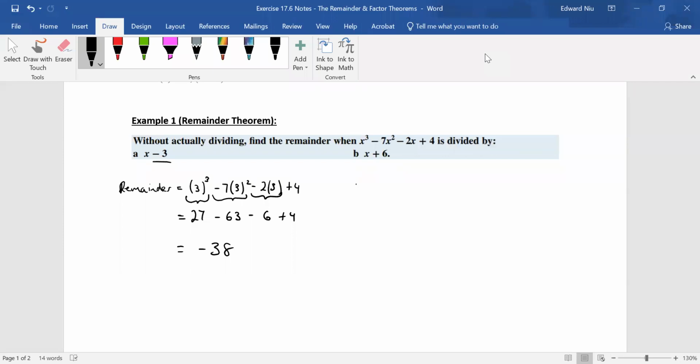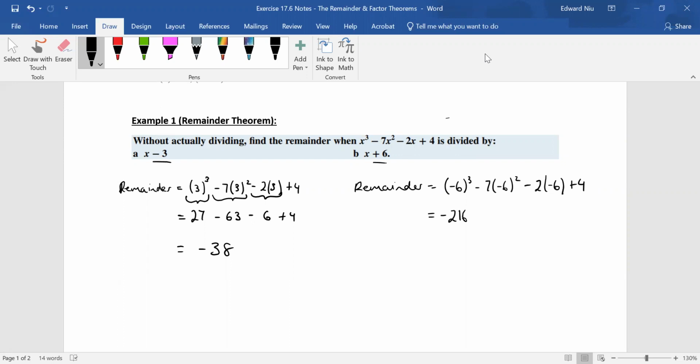Our remainder, where we don't need to do any long division, is going to be the opposite of positive 6, which is negative 6. So we'll have negative 6 cubed, take away 7 times negative 6 squared, take 2 times negative 6 plus 4. So what is negative 6 cubed? This will get us negative 216. Okay, because you'll get 36 times negative 6, which gets us negative 216. So negative 6 times negative 6 is positive 36.